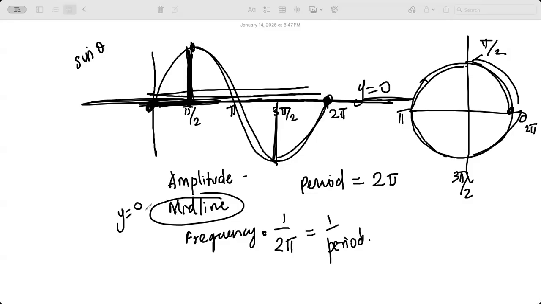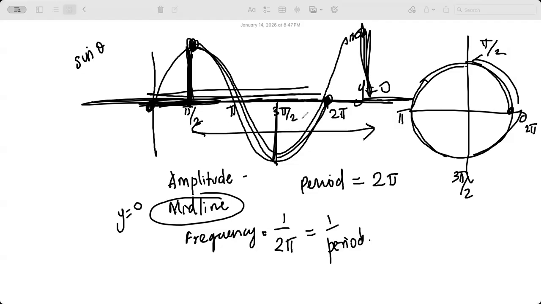The period is 2 pi. Suppose you consider this point: the period is when the graph reaches the same point again. From here till here is the same distance, 2 pi. This minus this is 2 pi. So I really want you to understand the difference between amplitude, midline, frequency and period. I'm going to give you some definitions.